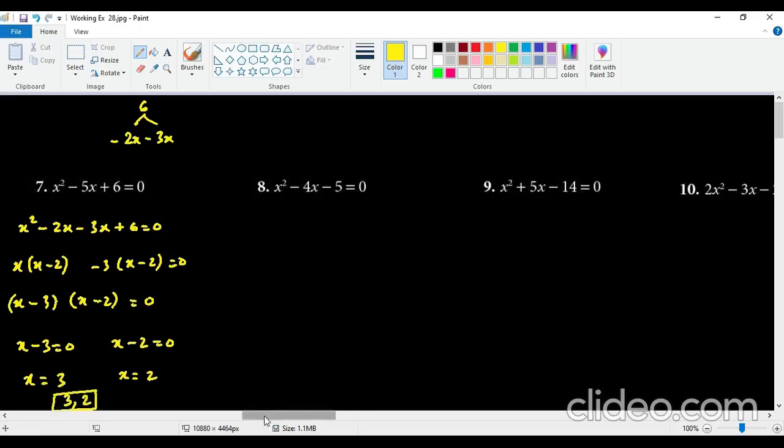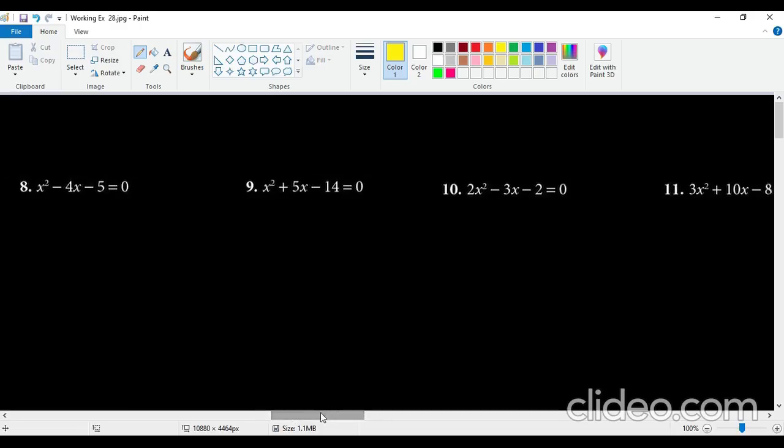When it comes to question number 8, in here 5 is something that we need, 5x square, and we are going to break this into two parts. That means for question number 8 we have 5 times 1 is a 5 and minus 5 and plus 1 is going to give us a minus 4. Anyways, x square minus 5x I'll write first, and plus x and minus 5 equals 0.